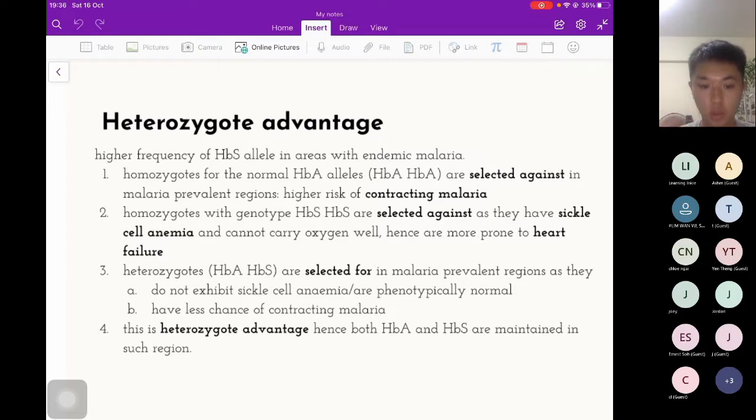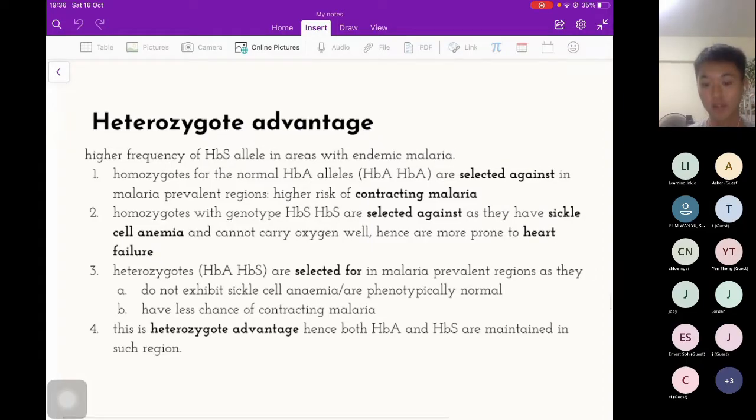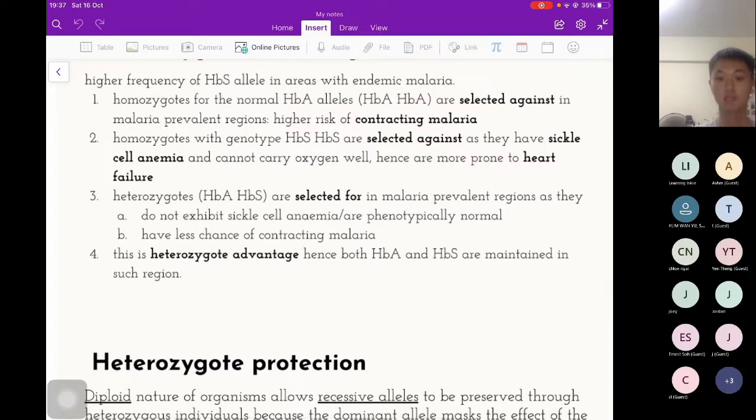But if I'm a heterozygote, I am selected for because I will not die of sickle cell anemia and I will not contract malaria, or I'll have less chance of contracting malaria. This is the perfect example of heterozygote advantage because the homozygotes will die, very extreme, but they will die because of two different diseases. But as a heterozygote, I have less chance of dying from these two diseases. Therefore, it is an advantage, and this is heterozygote advantage. A lot of people get confused between heterozygote advantage and heterozygote protection. The main idea of advantage is you don't die.